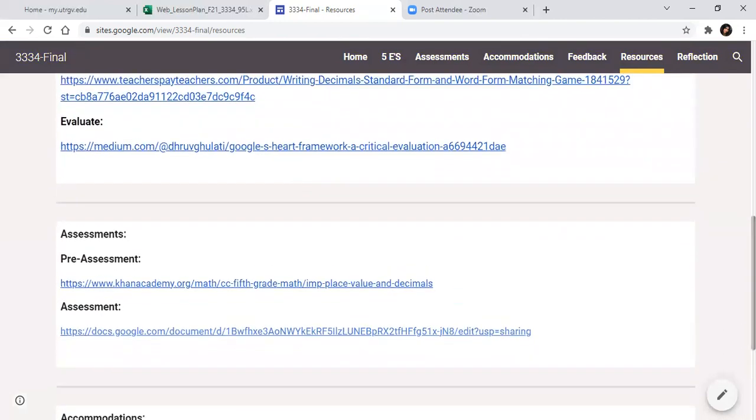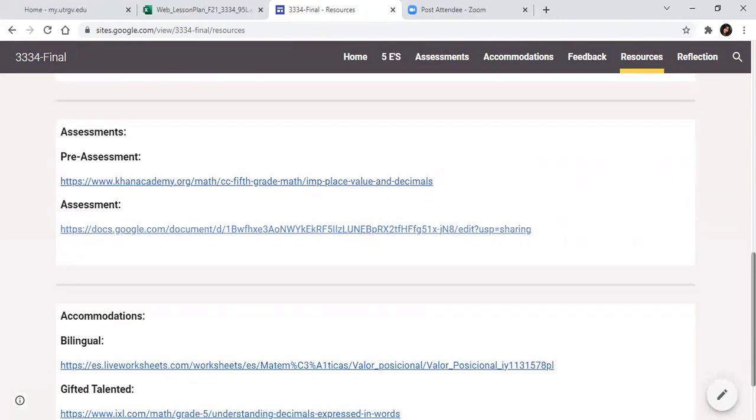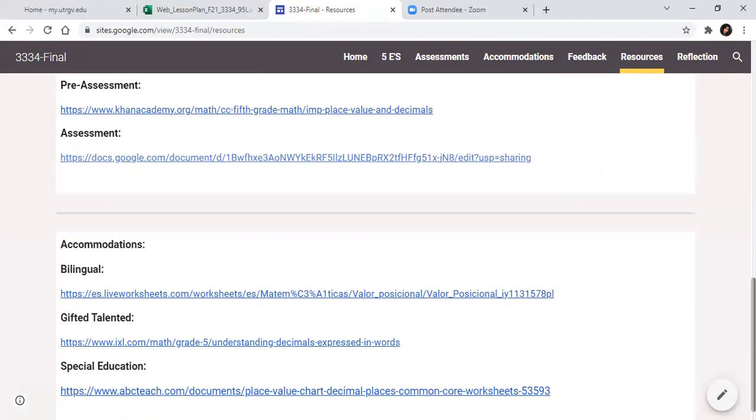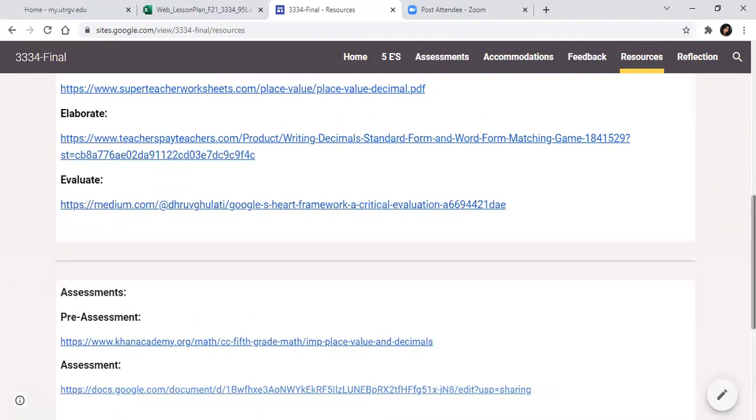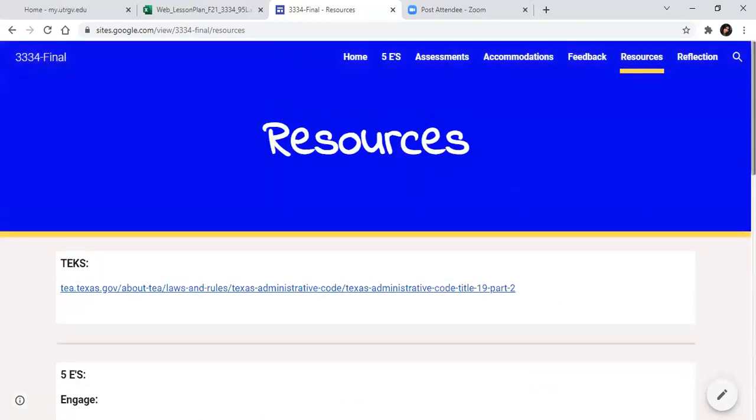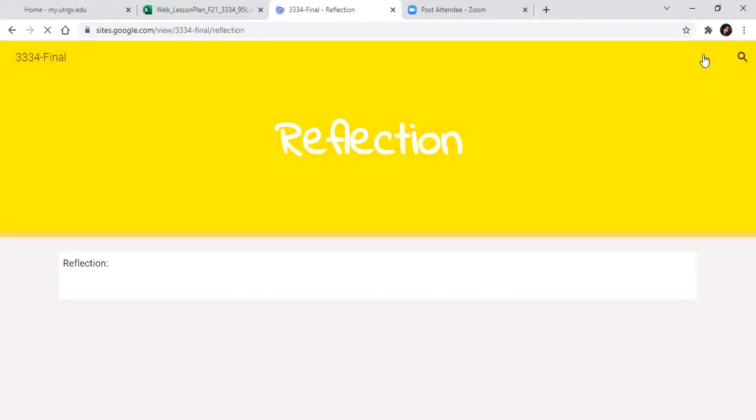My assessments, if you found something interesting, if you found something that will help you in the future, feel free to go ahead and click on the link and it'll take you directly to the assessment that I had provided. Accommodations as well, bilingual, gifted, talented, and special ed. Everything is provided here. So that's for my resources, and reflection will be until the end of my feedback.